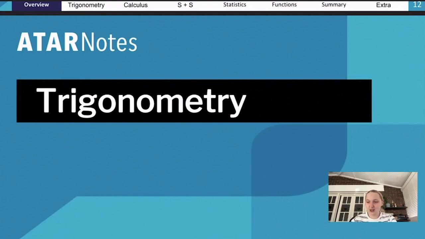The first topic we're going to be looking at is trig. I think a lot of people like trig, probably because you start looking at trig pretty early in high school, and it slowly builds up until you can get to the point where you can do your Year 12 trig questions. Trig does make up a fair bit of your paper, so you do want to be super familiar with it.